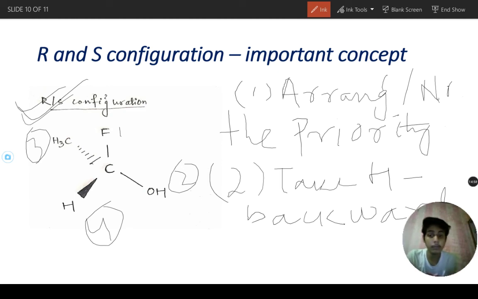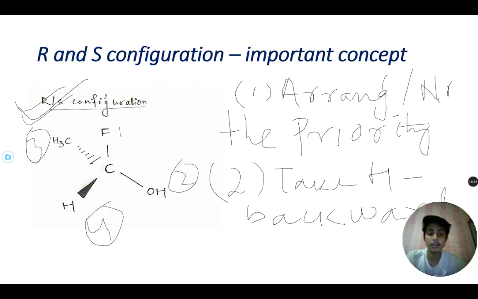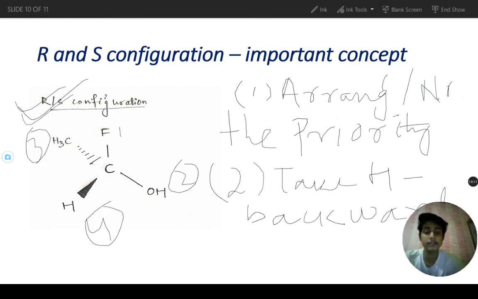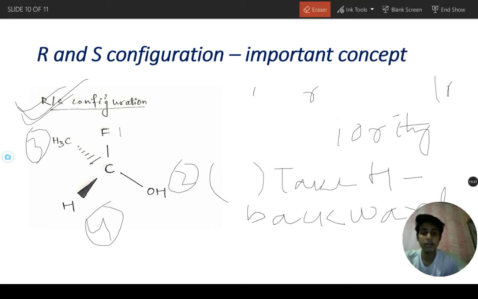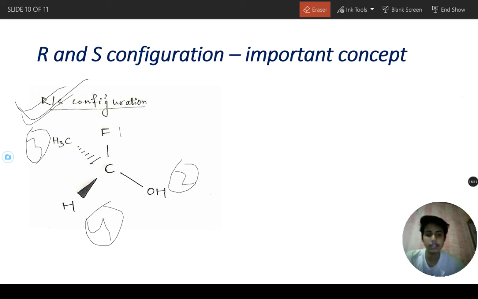So what to do? We need to flip the compound. If we flip the compound, then the hydrogen will go backside and our configuration will be correct. Just see how to do it on the next page. Just a second, I will erase here. If you want to write the rules, just take a snapshot or go back, because it is a recorded video. You can go back and take the snapshot or write it down in your notes.